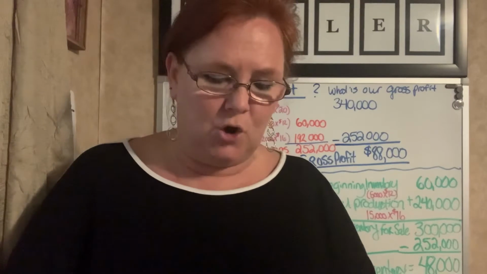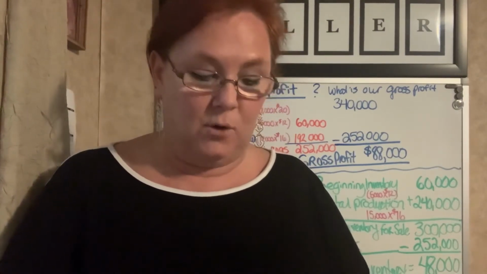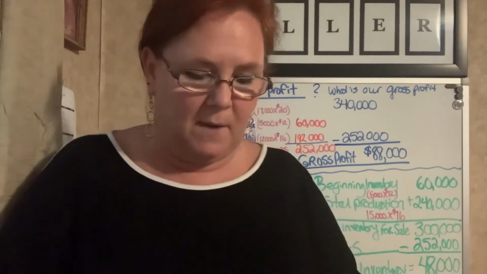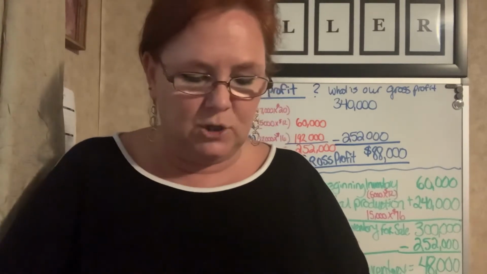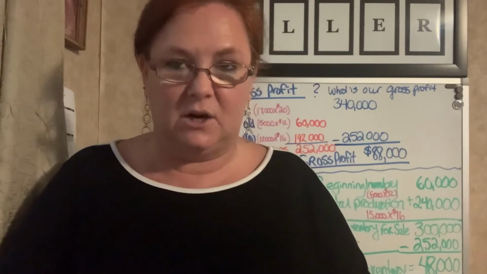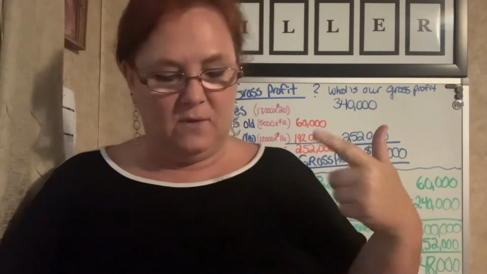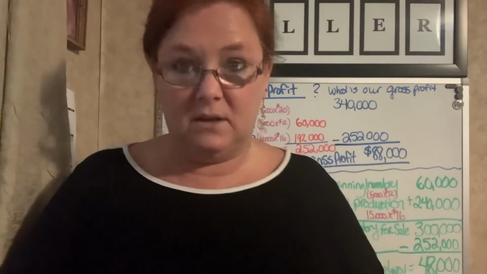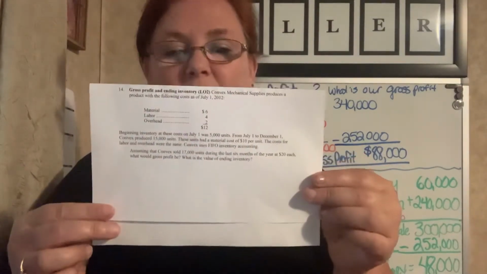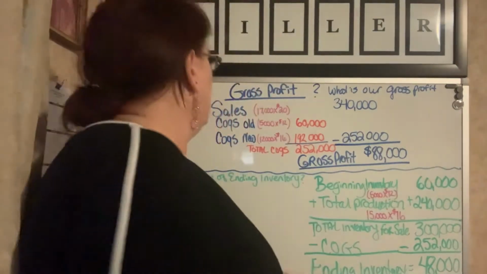These units had a material cost of $10 per unit. The cost for labor and overhead were the same. So this changes here from old to new, and we'll talk about that when we get into the calculation. Assuming that Convex sold 17,000 units during the last 6 months of the year at $20 each, what would the gross profit be? And then 2 is what is the value of the ending inventory? So again, this looks really overwhelming because there's a lot of pieces of information, and this is just my printout from page 114.